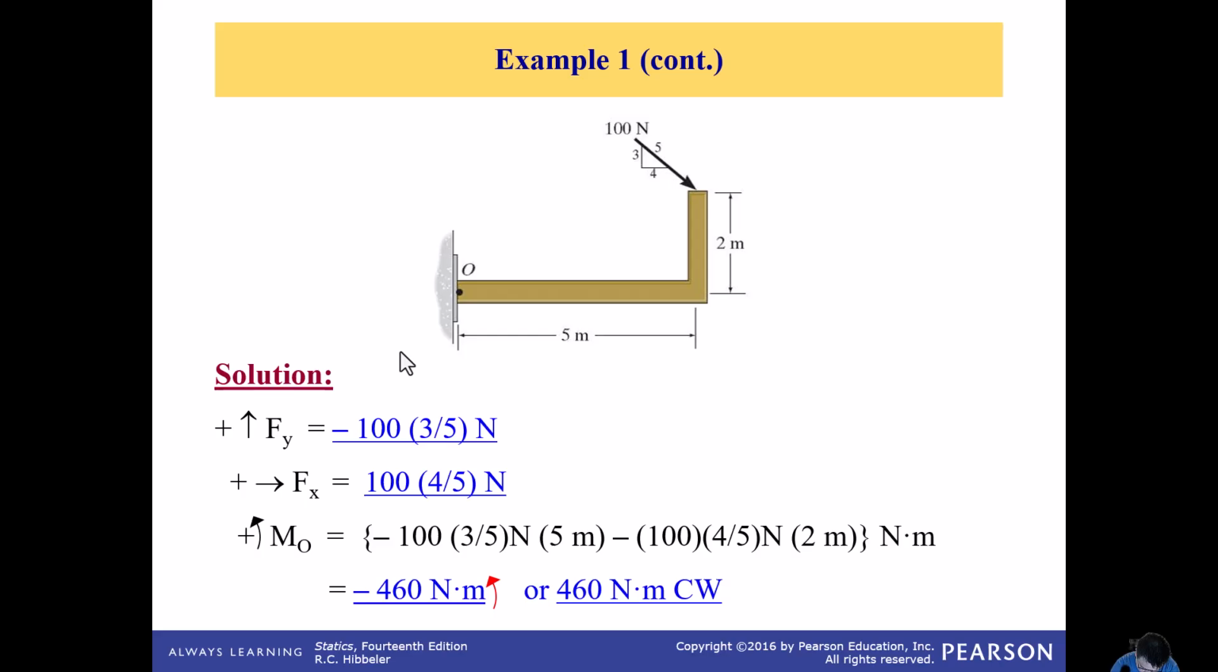Similarly for Fx, its moment on point O is also negative because the rotation is clockwise. So that's why we put two negatives here, and when we sum them together, it will be negative 460 Newton meter. And the direction is counterclockwise. Oh, sorry, the direction is clockwise, because it's negative.